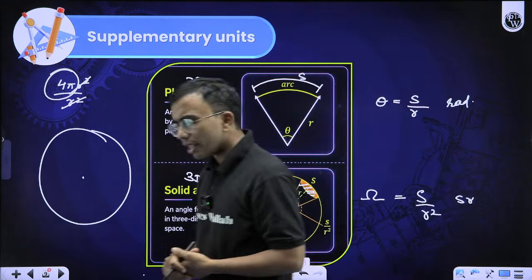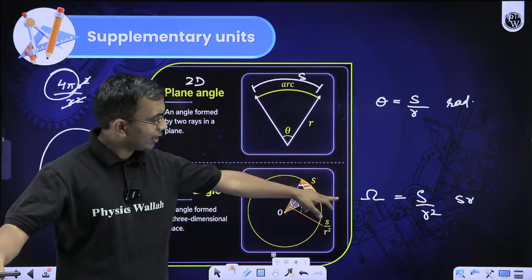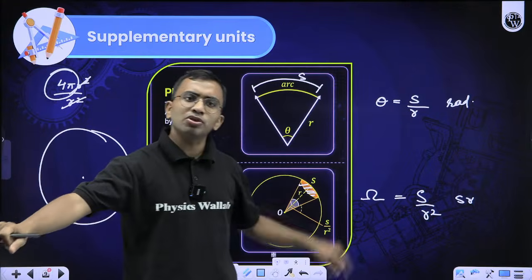And if some area is given, accordingly you can find, by putting it in this, how much solid angle it will subtend.